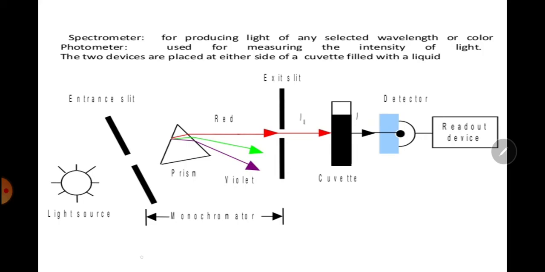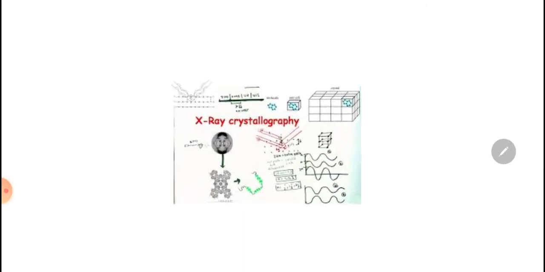Simple, you can take a source of light. This is the source. This is a slit, this is a slit, this is a prism, this is another slit, this is any container having liquid, this is the detector, and this is the readout device. Now you can see the diagram.